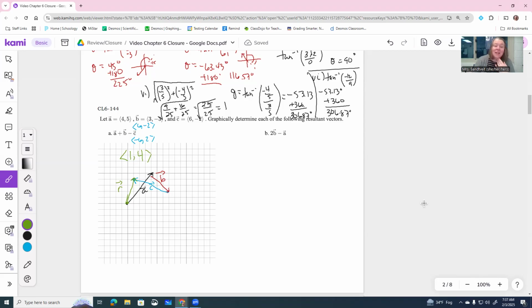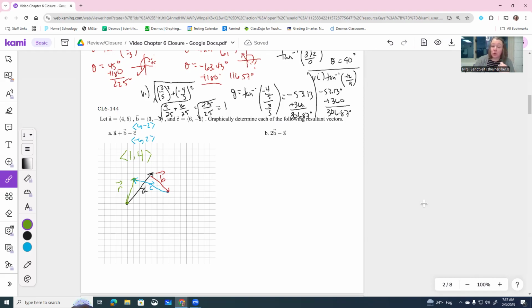5 plus negative 3 is 2. 2 minus a negative 2 would be 2 plus 2, which is 4. I was thinking it wasn't going to work out here for a second. But 5 plus a negative 3 is 2, and 2 minus a negative 2 is 4. All right, which is what I got, 1, 4.